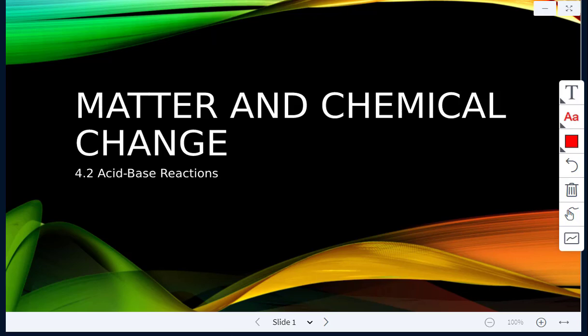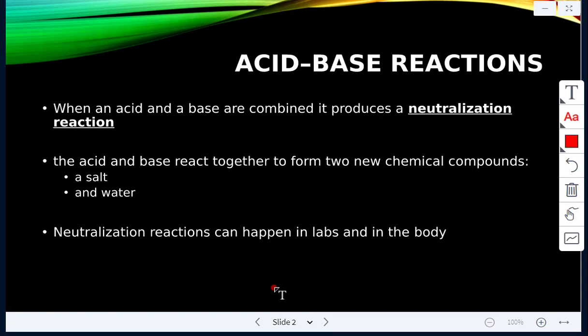So today's lesson is 4.2 on acid-base reactions. We've talked about neutralization reactions quite a bit. This is when an acid and a base are combined together. That's a neutralization reaction, and the products are always a salt and water. Neutralization reactions can happen in the labs, but they also happen in the body.